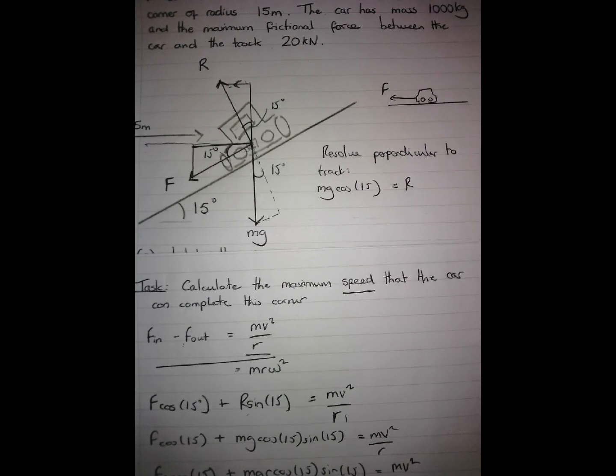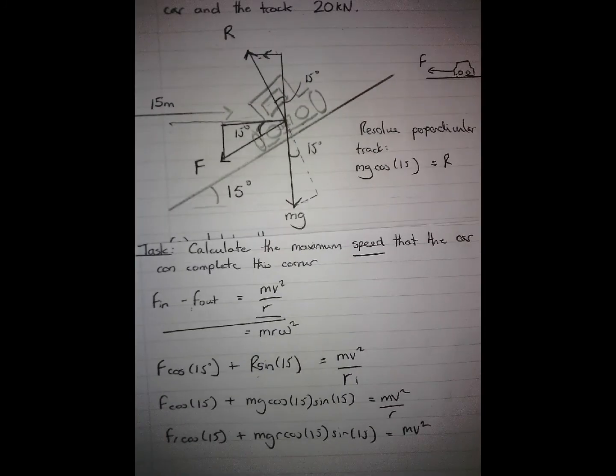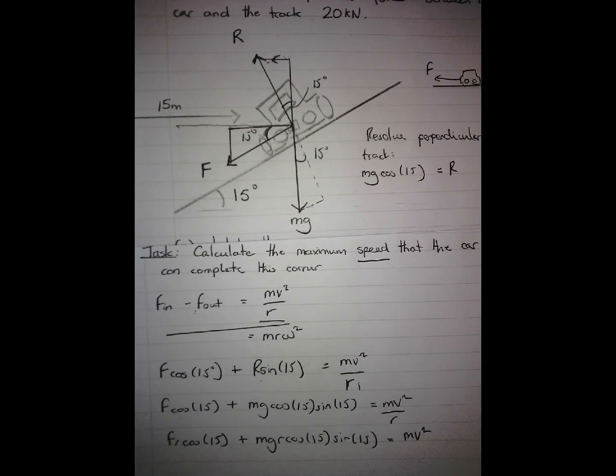So I'm going to stop. I'm going to leave that up there so you can see that at that point. What I would like you to do for this lesson is send me a message on Teams with the numerical answer to that problem. So that's cars on bank tracks.